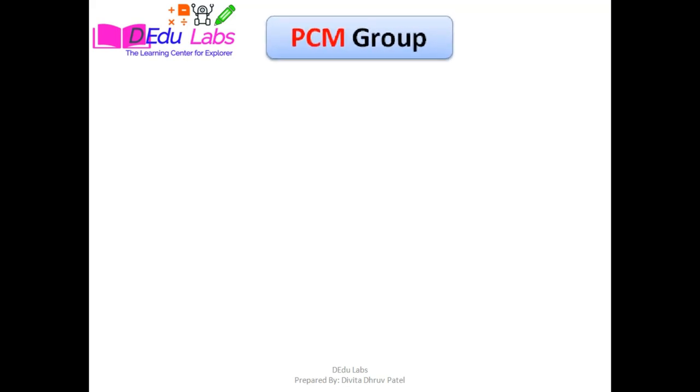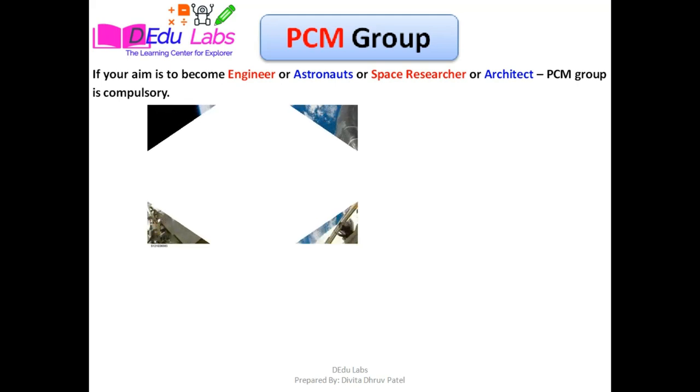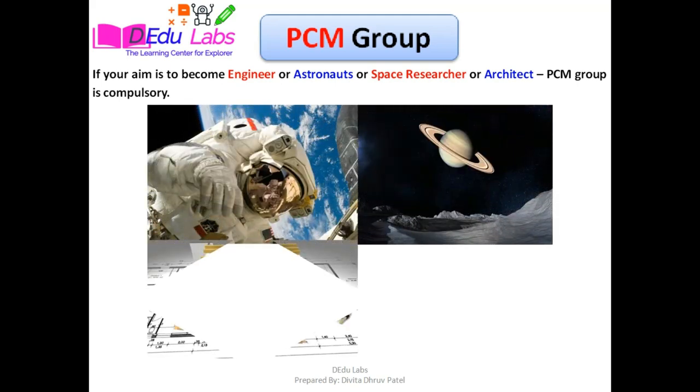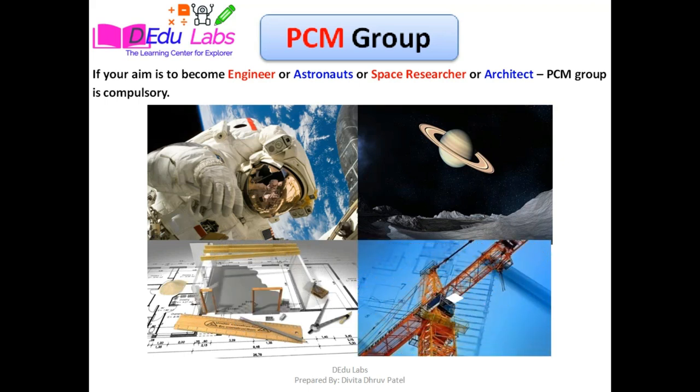Now let's discuss the PCM group. As I've said, PCM includes physics, chemistry, and mathematics subjects. If your aim is to become an engineer, astronaut, space researcher, or architect, PCM group is compulsory. Furthermore, we will see the admission process, subject list, and career courses of PCM group.